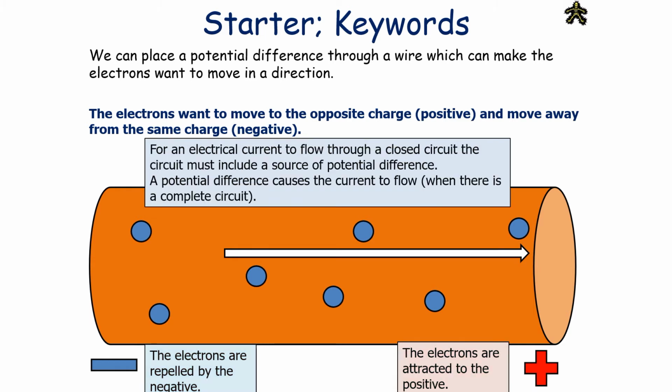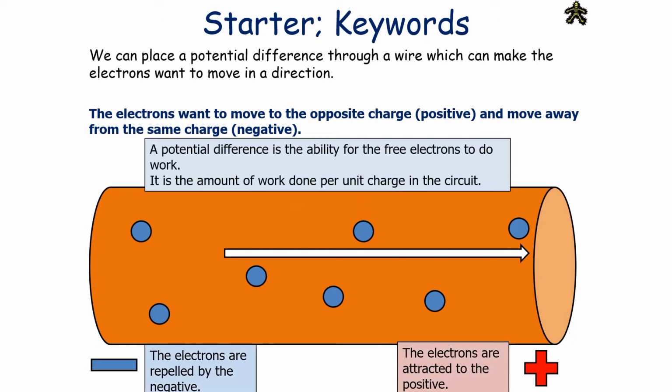So for an electrical current to flow in a circuit, the circuit must be closed and contain a source of potential difference. A potential difference causes a current to flow when there is a complete circuit. So the potential difference is the ability for the free electrons to do work. It's the amount of work done per unit charge in the circuit.